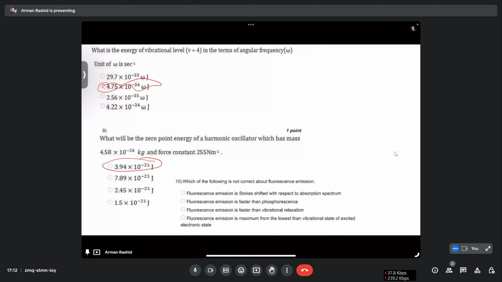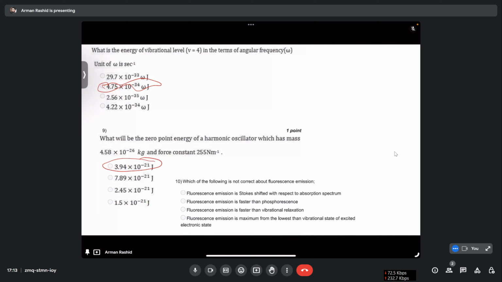Okay, so the first one is correct. Second one is fluorescence emission is faster than phosphorescence. Yes, fluorescence emission is very fast as compared to phosphorescence. Phosphorescence occurs when the light is given from a nearby triplet state to the ground state. Since triplet to singlet is a forbidden transition, we will always see that fluorescence is much faster as compared to phosphorescence.